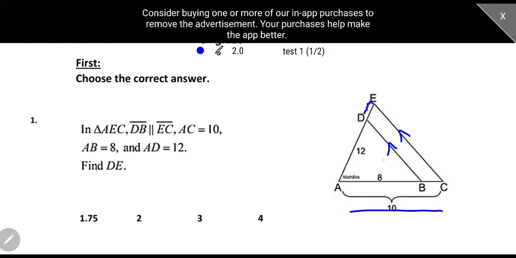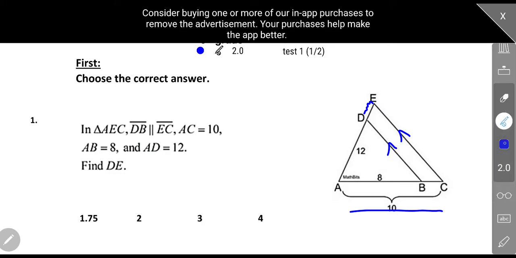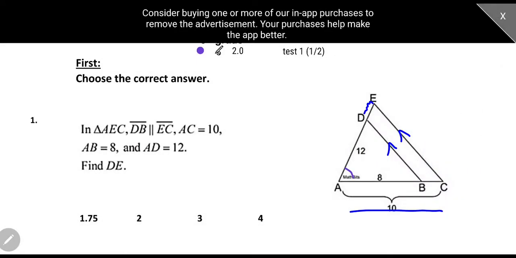Are they similar? Look here. First of all, this angle is a common angle between the two triangles, the big one and the small one. And we have here two parallel lines, which means that we will have alternate and corresponding angles. So angle E is equal to angle D because they are corresponding, and angle C equals angle B because they are corresponding, which means we have three angles equal in both triangles, which means that they are similar. So we know now they are similar.